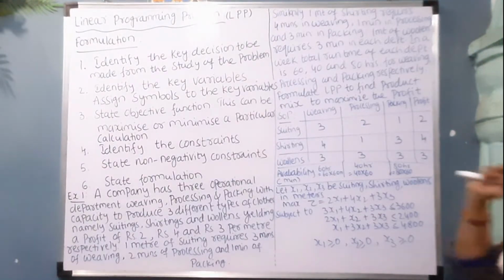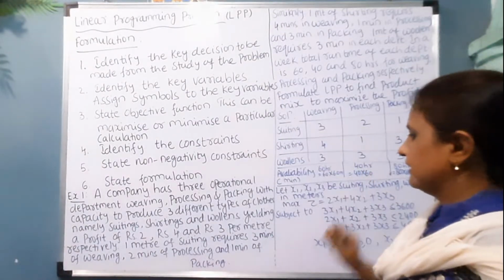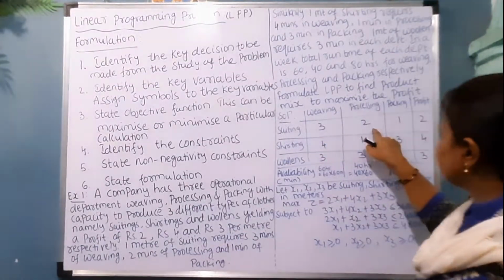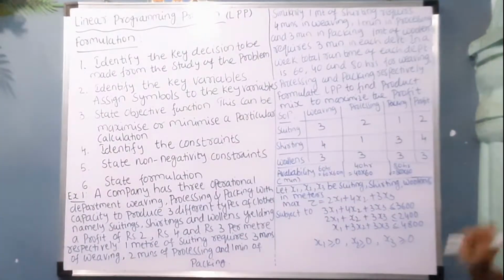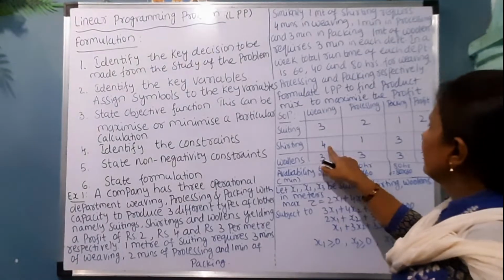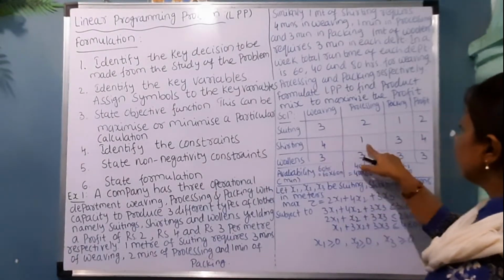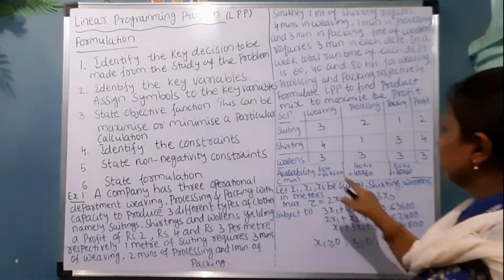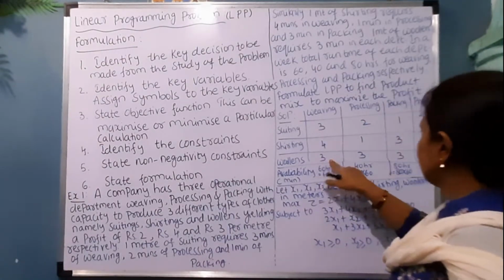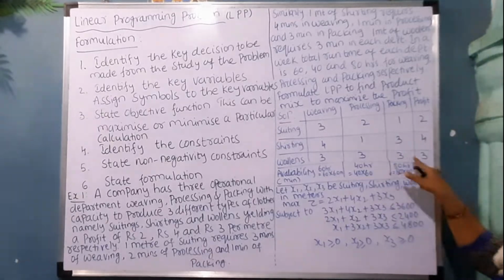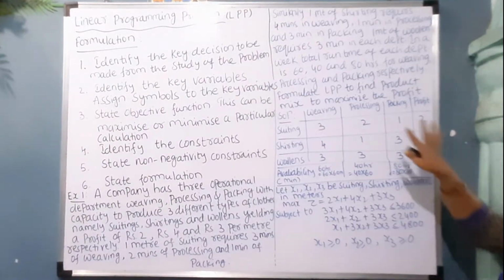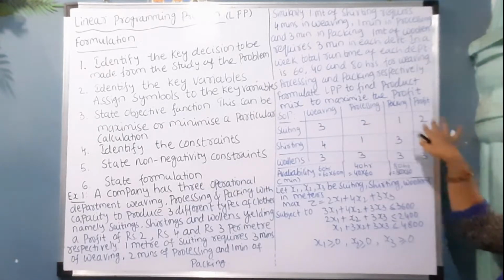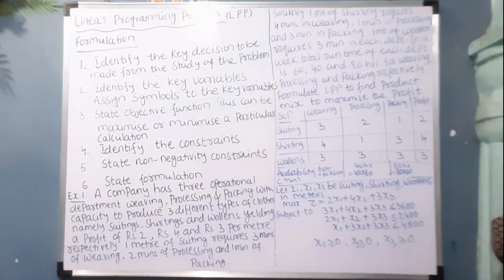Then suiting requires 3 minutes of weaving, 2 minutes of processing, 1 minute of packing. Shirting requires 4 minutes of weaving, 1 minute of processing, 3 minutes of packing. And woolen requires 3 minutes of weaving, 3 minutes of processing and 3 minutes of packing. So this is about the cloths which are produced, the operations and the time along with the profit.